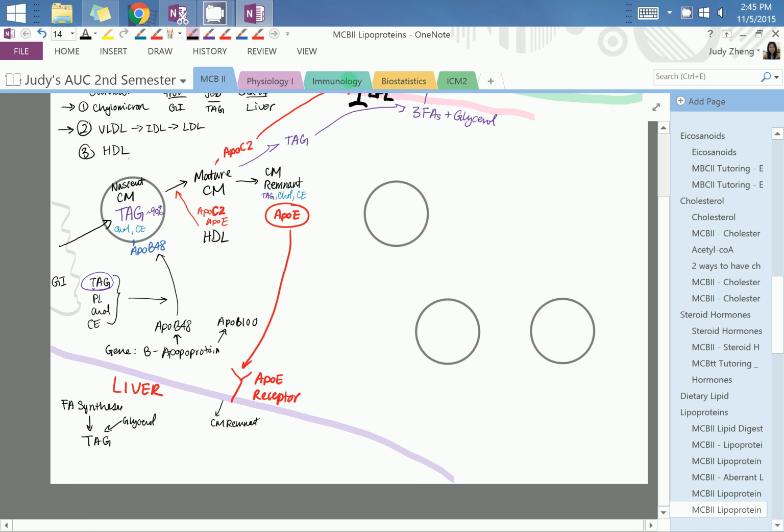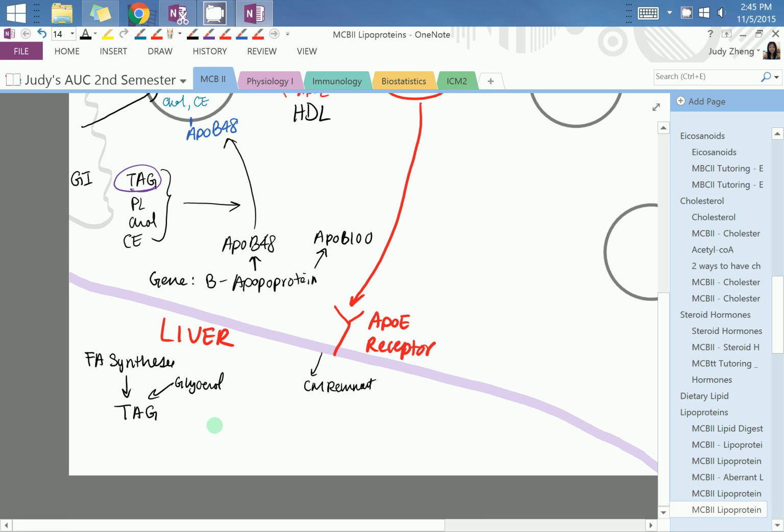Okay, so now in the liver, we're talking about fatty acid synthesis, and then it's made into these triglycerides. But these triglycerides are pretty big and hydrophobic, so it requires lipoprotein to deliver them. And the lipoprotein here is also going to have an apoprotein. Recall, it is also made from this ApoB gene, the B apoprotein gene. It has two possible products. One of them is ApoB48. That's only in the GI for chylomicrons. But in the liver, it's going to be made into ApoB100, and that's for the VLDLs.